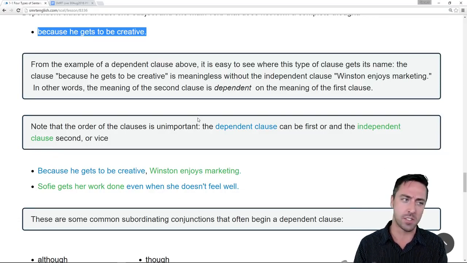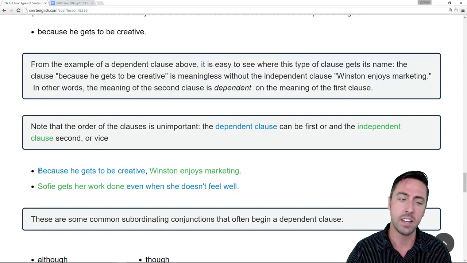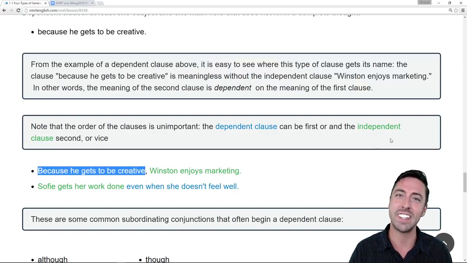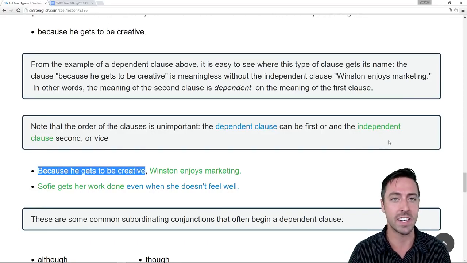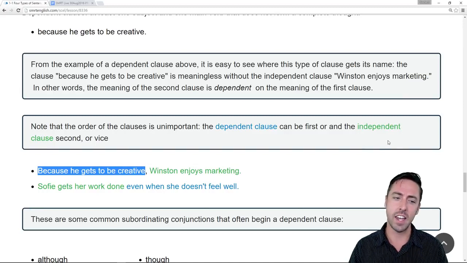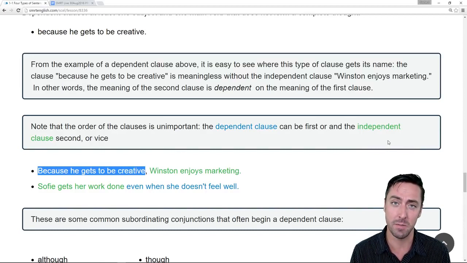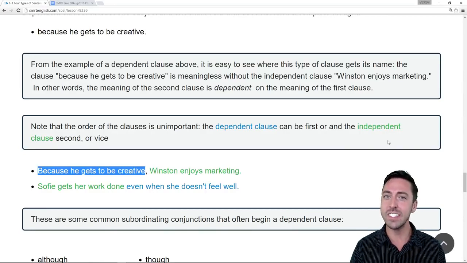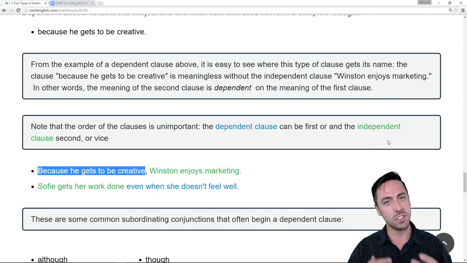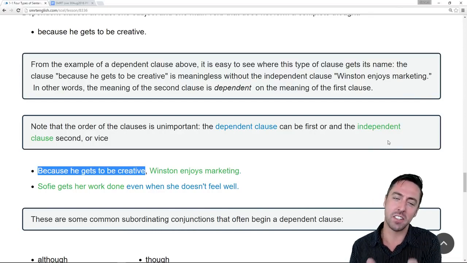So I could say either first. I can start with this right here, the blue, is the dependent clause, the one that cannot be by itself. I can say, because he gets to be creative, Winston enjoys marketing. Because he gets to be creative, Winston enjoys marketing. And because is showing this reason. But it is an independent clause on the end and a dependent clause in the beginning.